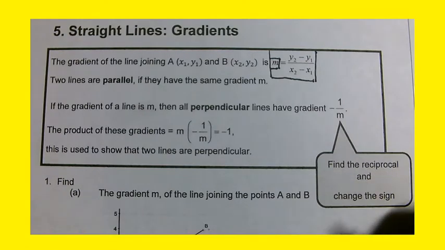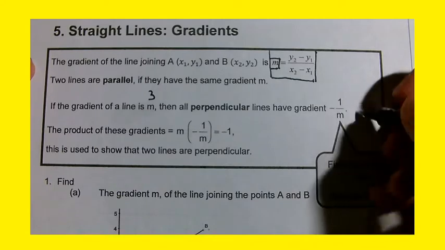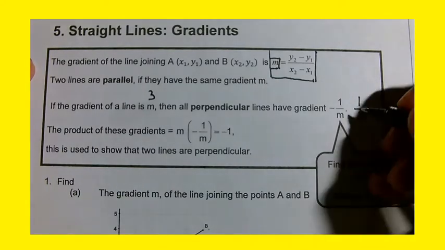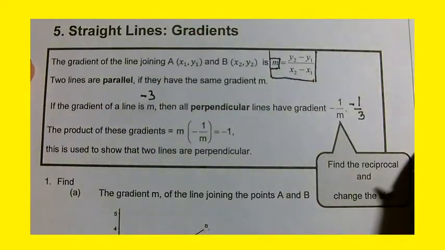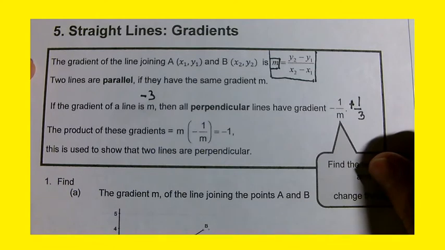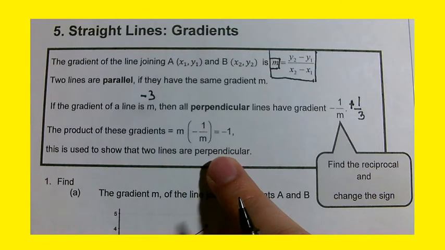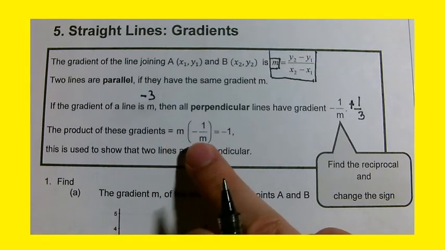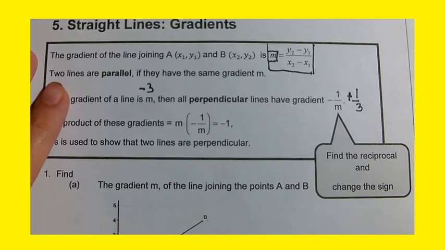So if you have a gradient of a line which is 3, then any perpendicular line will have a gradient of, well, the reciprocal means 1 over, so 1 over 3, and you change the sign. If the gradient of a different line was minus 3, then the perpendicular line gradients will be plus a third. Again, getting that right will stand you in good stead for the rest of the question. You can also prove that two lines are perpendicular if you multiply the two gradients and they give you minus 1. That's quite a useful technique to show that two lines are perpendicular.